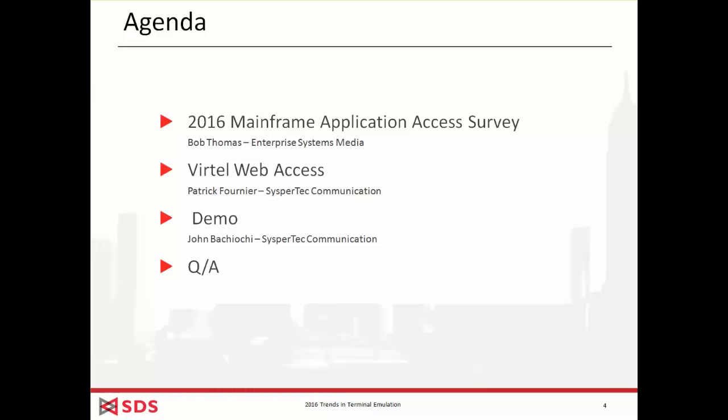I'd like to introduce you to our speakers. Bob Thomas is the CEO and founder of Enterprise Systems Media and the publisher of the Enterprise Executive and Enterprise Tech Journal magazines. For over 30 years, Enterprise Systems Media, Inc. has been serving the information needs of IT professionals at Fortune 500-sized enterprises throughout the world. Bob will be sharing the results from the Enterprise Systems Media 2016 Application Access Survey.